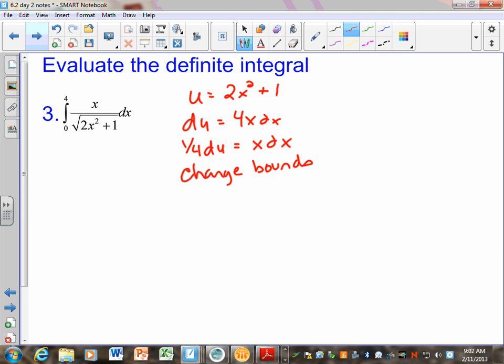You don't have to write this on every problem. I just like to have some notes here, so if you wonder where this comes from. Right now, our bounds are in terms of x. So x is equal to 0 is my bound, and x is equal to 4. Since I know that u equals 2x squared plus 1, can I just plug this bound into my u value and get what u equals when x equals 0? So when x equals 0, u equals 2 times 0 squared plus 1, or u just equals 1.